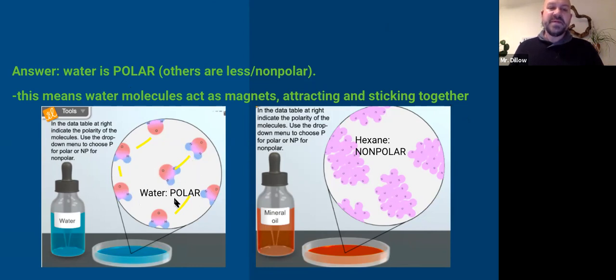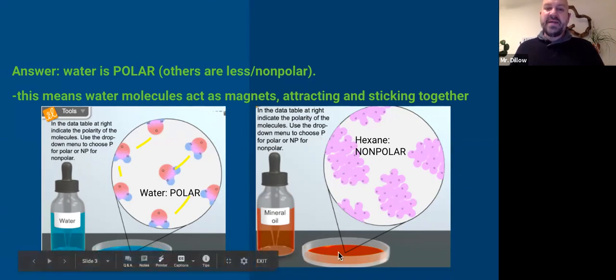And polar substances in general tend to do this, whereas something like hexane, which we see on the right, does not have this sort of polarity, these secret attractions. So it tends to evaporate more quickly.